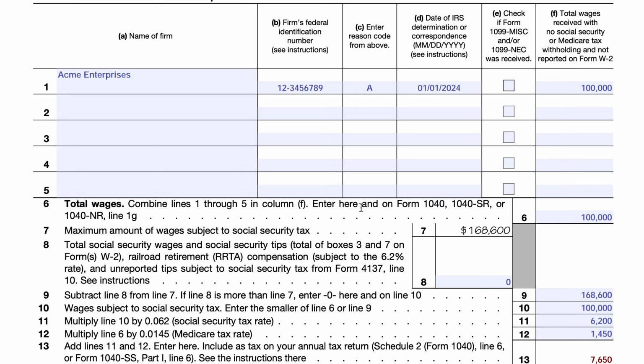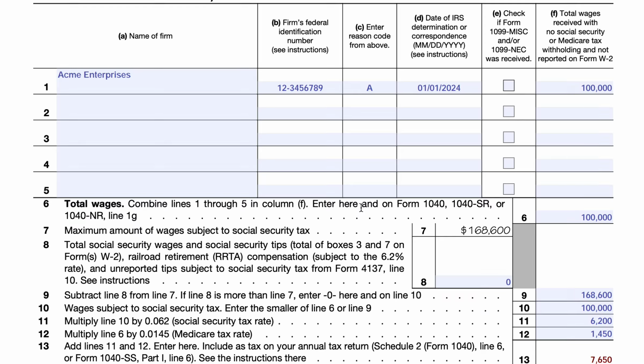So if you truly think that you're an employee, you should file this form, include it with your tax return. So don't use this form if you know for a fact that you actually are an independent contractor. You would report that income on Schedule C, and then you would calculate your self-employment tax on Schedule SE.